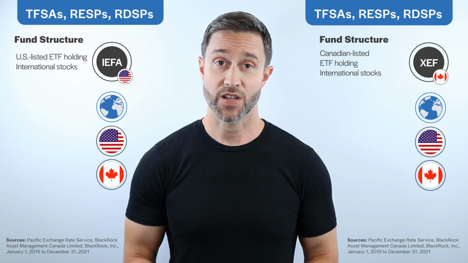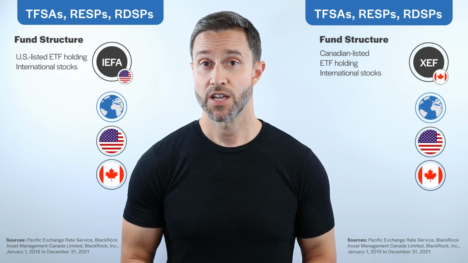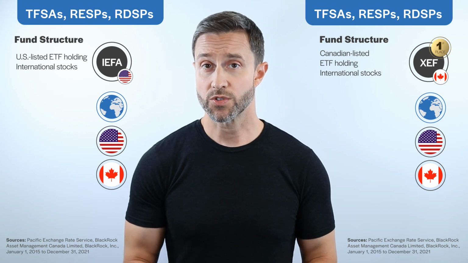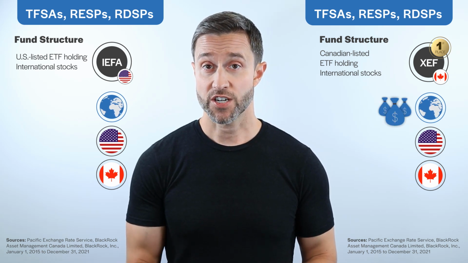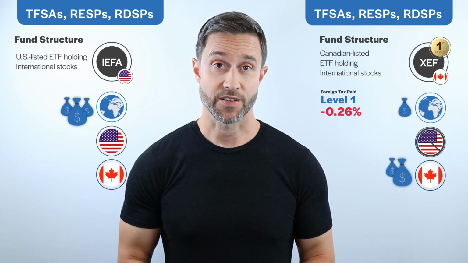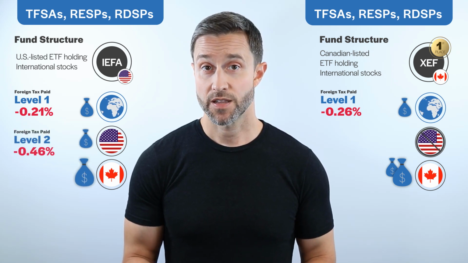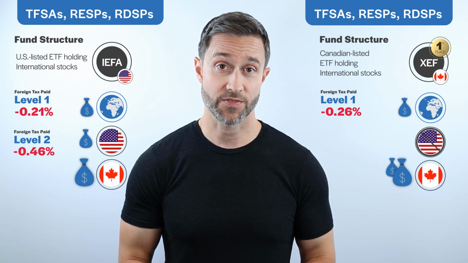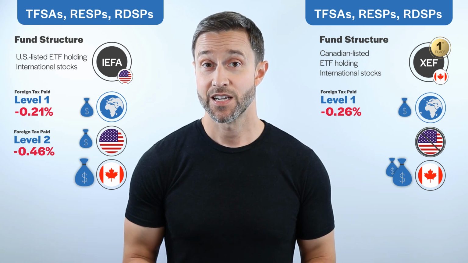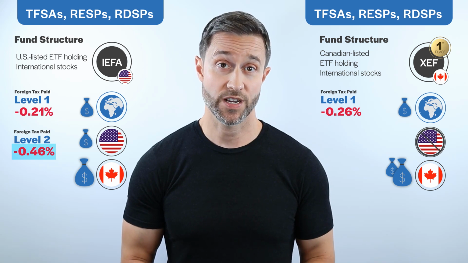And what about holding international equity ETFs in TFSA, RESP, and RDSP accounts? For these, the preferred fund structure is a Canadian-based ETF, like XEF or VIU, which holds the international stocks directly. This structure results in only one layer of foreign withholding taxes, while a US-listed ETF, like IEFA, will be subject to two layers of foreign withholding taxes on its international stocks. That's because the US-Canadian tax treaty exemption from the 15% US withholding tax does not extend to these account types. Plus, since January 1st, 2015, this second layer of taxes has been even more punitive than the first.